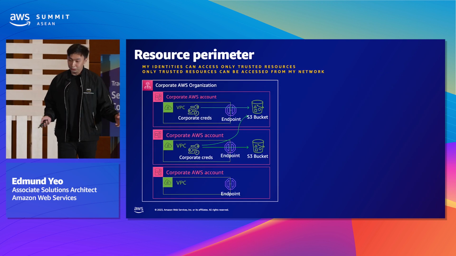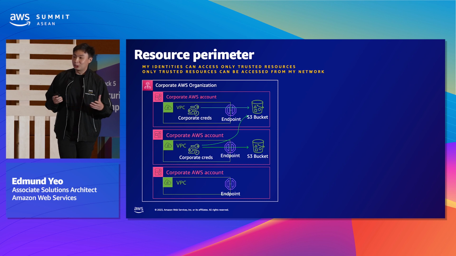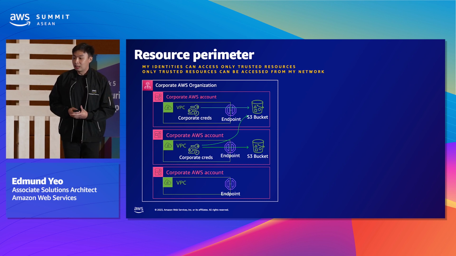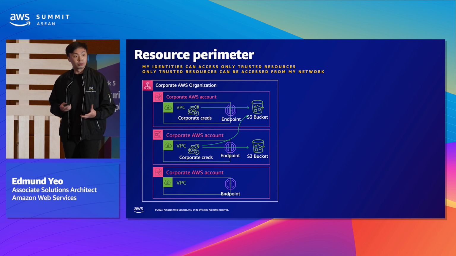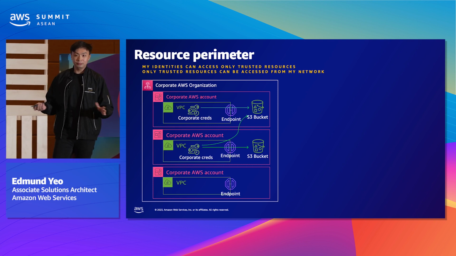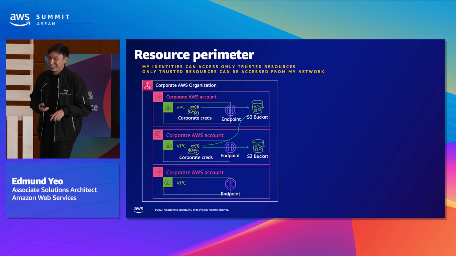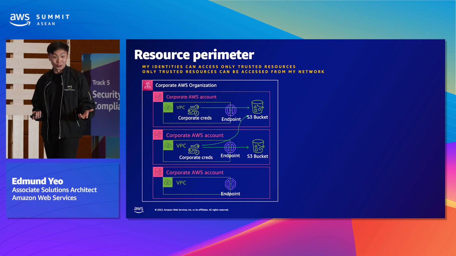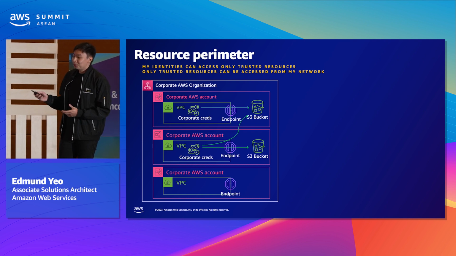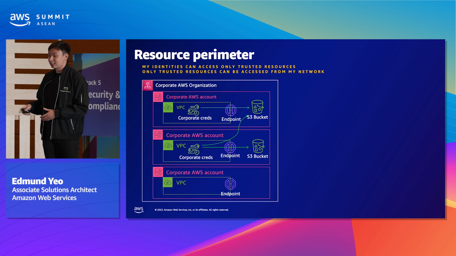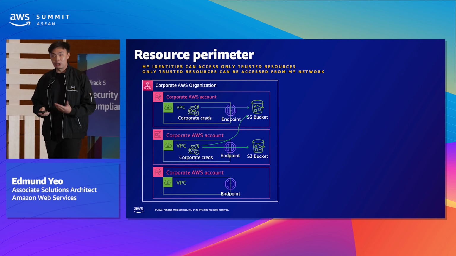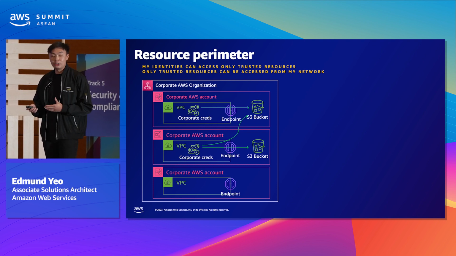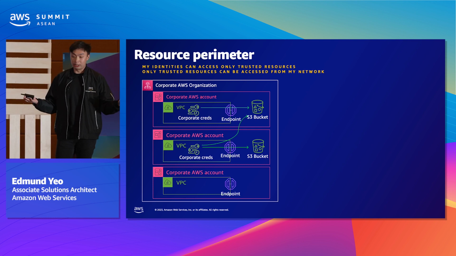So one more scenario. How many of you are actually worried that your developers are accessing resources that do not belong to your organization? Yay, more hands. With this perimeter, you need to ensure that your corporate credentials can be used to access resources that you own. As you can see, corporate credentials can be used to access S3 buckets, whether it is cross-account or accessing your own S3 bucket within your corporate accounts.